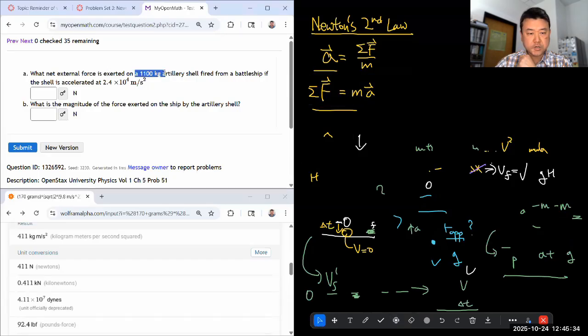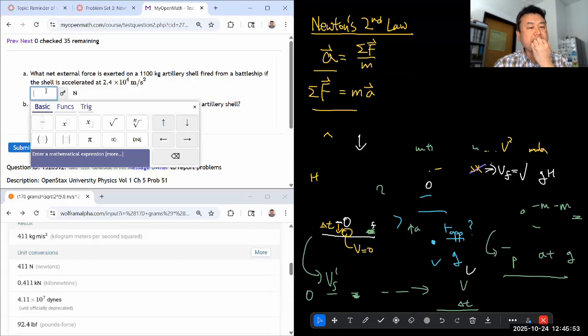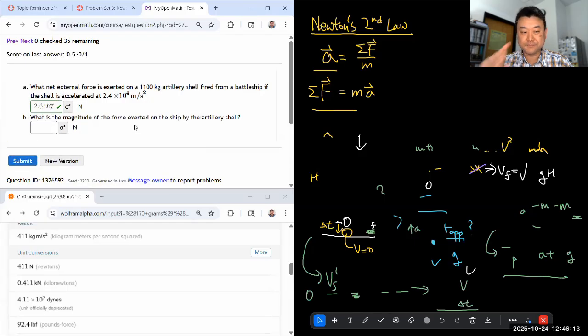We are given the mass of the shell, and I assume it's fired horizontally. So when it says it's accelerated at this, and it does say net external force, so just the acceleration times the mass. In fact, I think I can do that in my head. Can I? Maybe. Again, trap for me. So this is 1.1 times 10 to the 3. So my power of 10 is going to 10 to the power of 7. So I need to do 2.4 times 1.1. And when I finish doing that, I think it's going to be this E7 newtons. I think. Good.